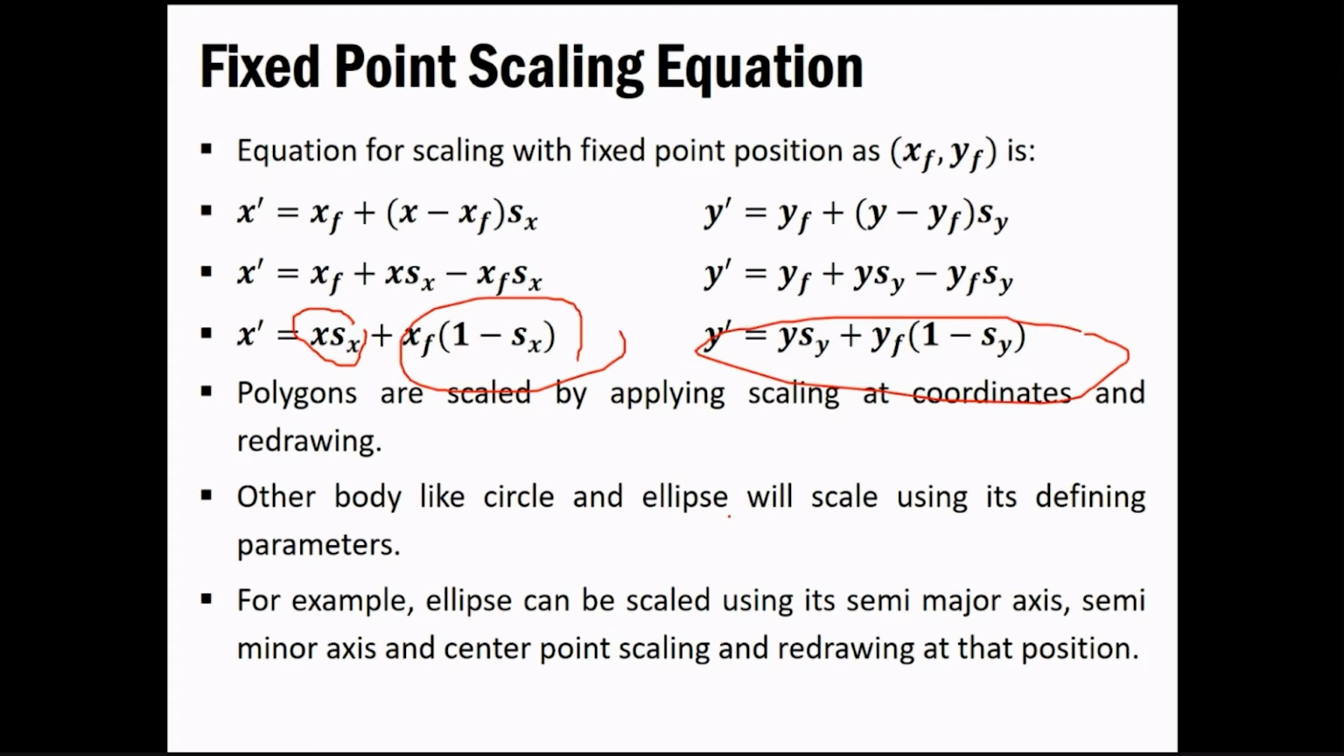Now, for example, an ellipse can be scaled using its semi-major axis and minor axis. The basic thing is that based on the shape definition, based on the different shapes you can get at that point, you have to take those parameters. We were operating on the major and minor axis, and based on that you expand it in that direction, with center point scaling and redrawing at that position. We'll try to understand this example.